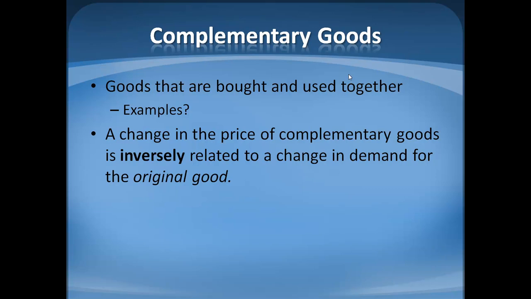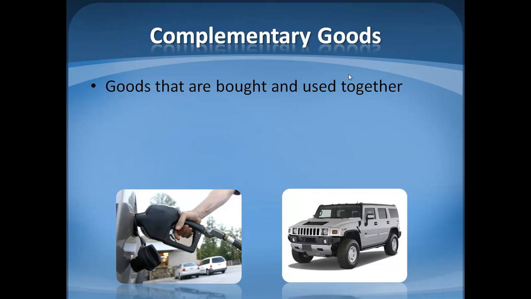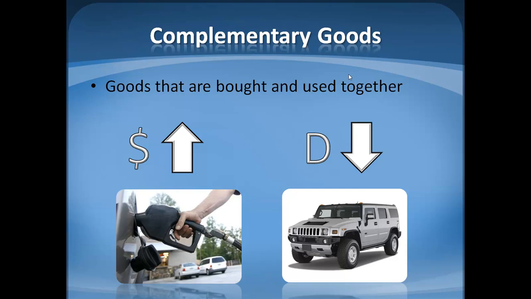A change in the price of complementary goods is inversely related to a change in demand for the original good. Now this sounds complex. In other words, if I'm looking at the demand for an original good, if the change in the price of something I need with it changes, that's going to affect what I do. Gasoline and vehicles are the easy example. I need gasoline to drive a Humvee. As the price of gas goes up, what happens to my demand for a Humvee? Well, it goes down. Gas becomes more expensive. Humvees use a lot of gas. I can't afford a Humvee, so I stop buying it.